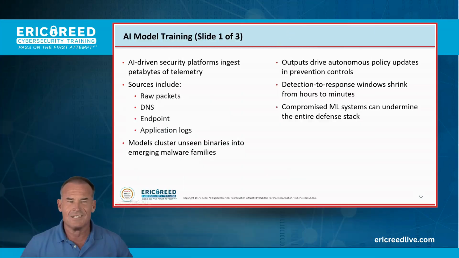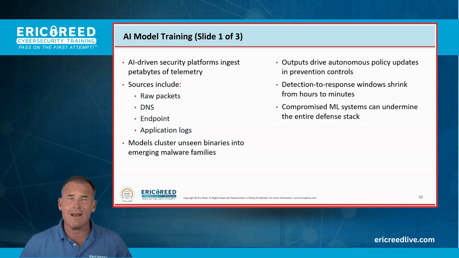Have it. All right, modern AI-driven security platforms. We're going to mention this repeatedly. I think it actually is a given at this point. They process enormous amounts of security data. That's its big claim to fame. It can mow through a ton of stuff. We're talking petabytes of telemetry from across the environment. Sources would include raw packets, DNS activity, endpoint telemetry, and application logs.